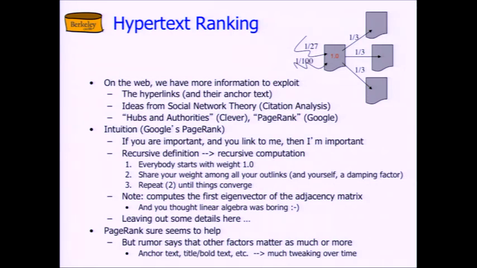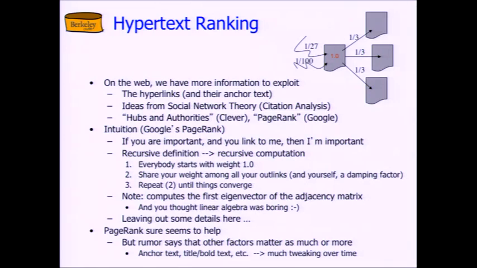The IBM one was a little more sophisticated. It would try to differentiate between what was called a hub and what was called an authority. A hub was just somebody who had lots of links to authorities. An authority was someone who had lots of inbound links to them. So it was directional, right? PageRank is a little less directional, but that's fine. So let's just go with the PageRank one.